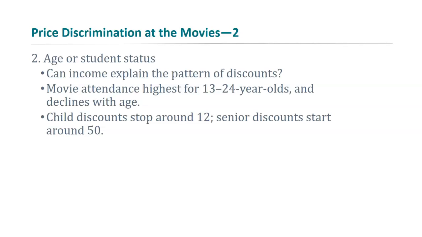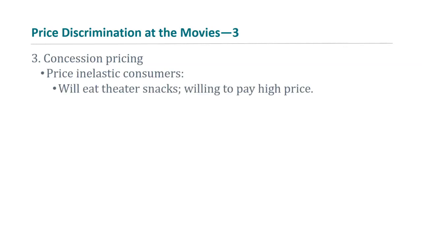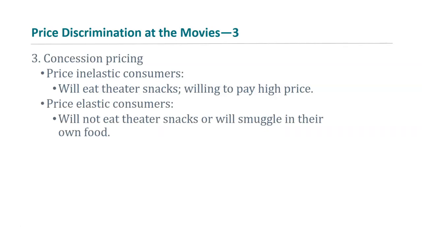Another thing movie theaters do to price discriminate that you may not really think of as price discrimination is concessions pricing. If you've been to the movies much at all, you know that snacks and drinks at a movie theater are ridiculously expensive, right? Why is that? Because the price inelastic customers are going to eat the theater snacks. They're going to pay the high price because you want a snack with your movie and you're willing to pay for it, right? The elastic customers just won't eat the food, or they'll smuggle in their own food, right?